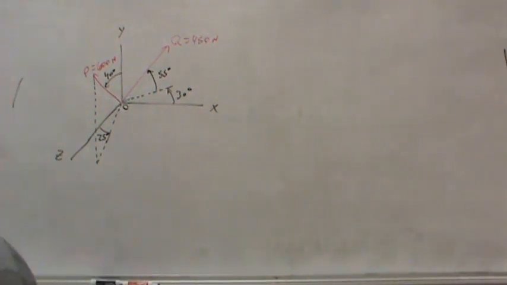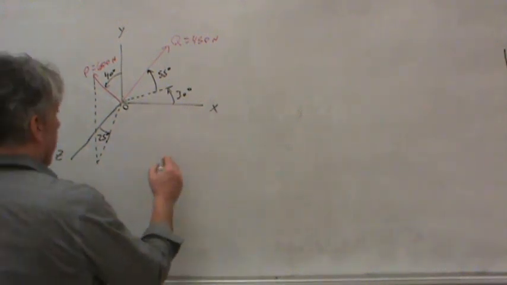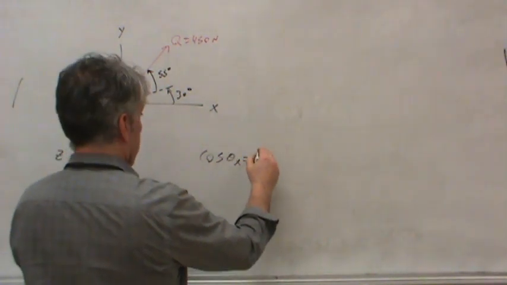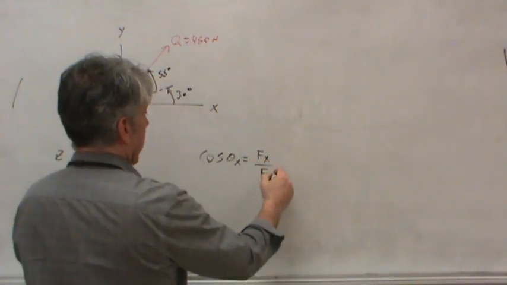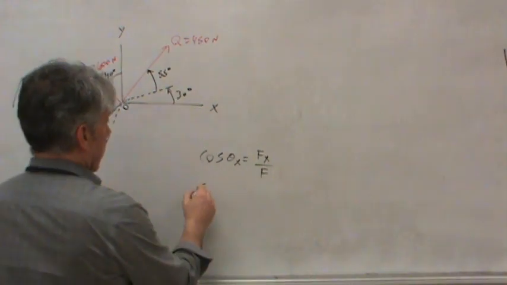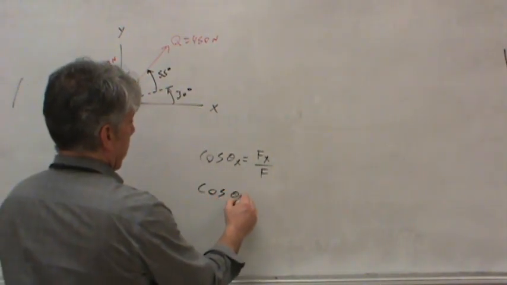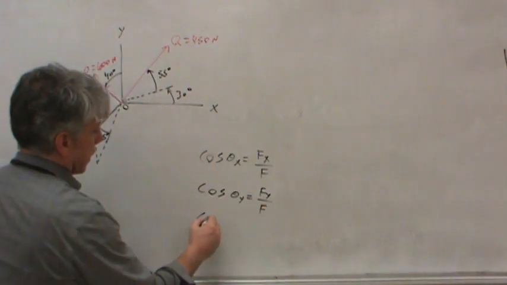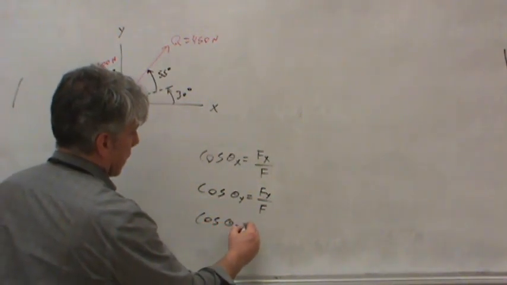Anyway, so what we need are the so-called direction cosines. So the equations go like this. The cosine of theta x equals the component of the vector divided by the magnitude of the vector, and so on and so forth for the other axes. So for the y-axis and for the z-axis.